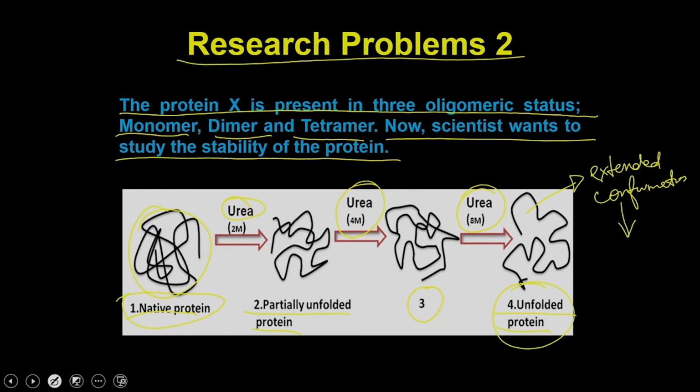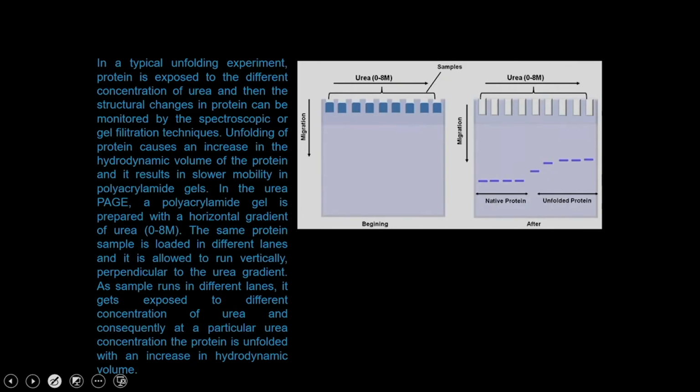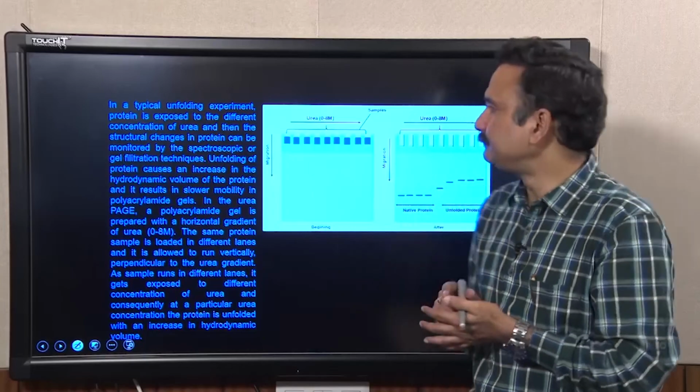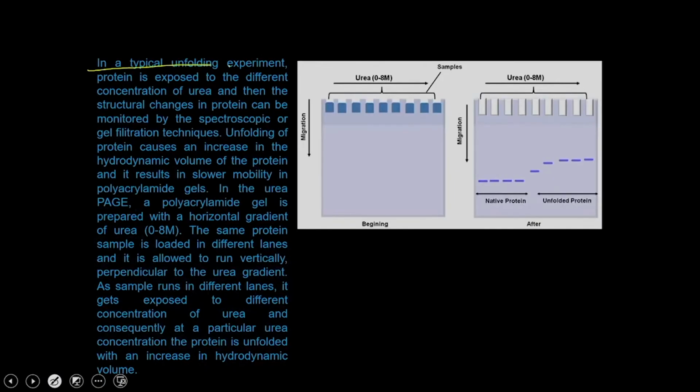So, now how to solve this? You can run a urea PAGE to study these complexes, and study this particular protein unfolding process. In a typical unfolding experiment, the protein is exposed to different concentrations of urea, and then the structural changes in the protein can be monitored by spectroscopic or gel filtration techniques.